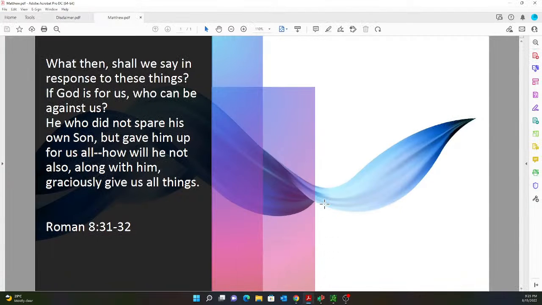But first of all, what then shall we say in response to these things? If God is for us, who can be against us? He who did not spare his own son, but gave him up for us all, how will he not also, along with him, graciously give us all things? Romans 8:31-32, and I hope you will remember that and use this for today.